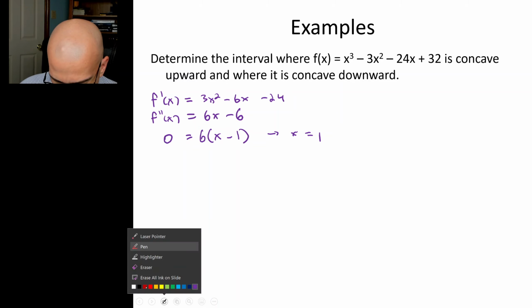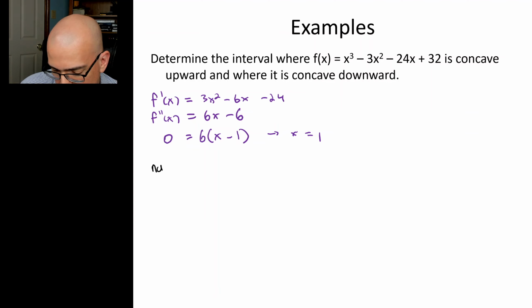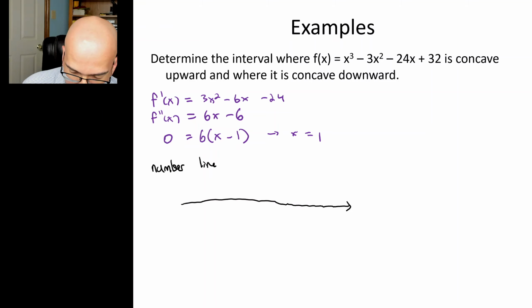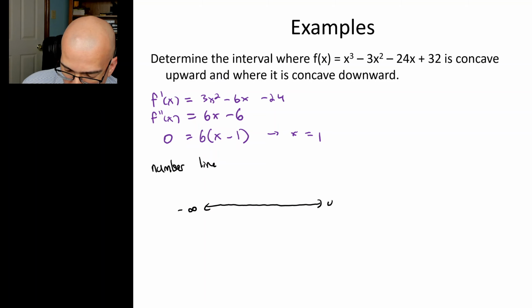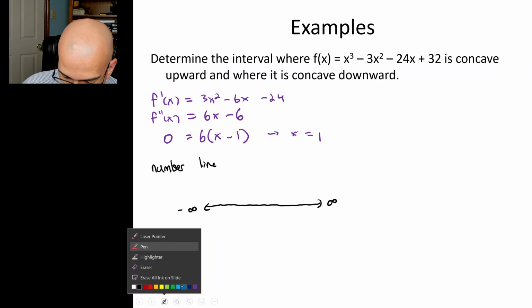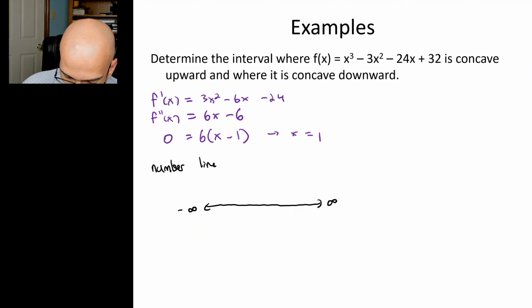Okay, next, we're going to make our number line. We're going to cut our number line only at that single x coordinate that we found. If we found more x coordinates, we would cut it at several spots, but we didn't, so we can't. Okay, so there's my x is equal to 1.